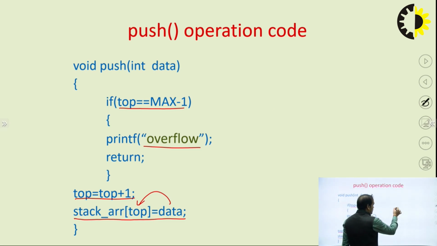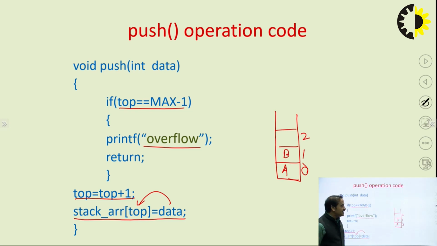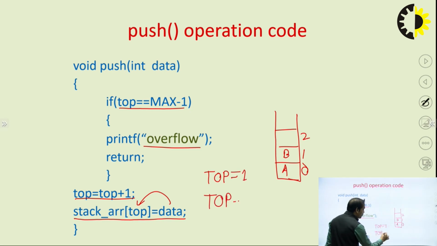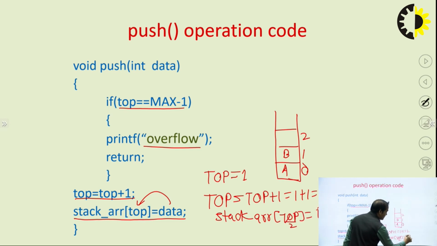Look at this point. This is the stack, with positions 0, 1, 2. We have already pushed A and B, and we want to push another element C. The value of top is 1. First we increment top equal to top plus 1, that means 1 plus 1 equals 2. Now stack arr top, that is 2, equal to C. Here we insert the element C.